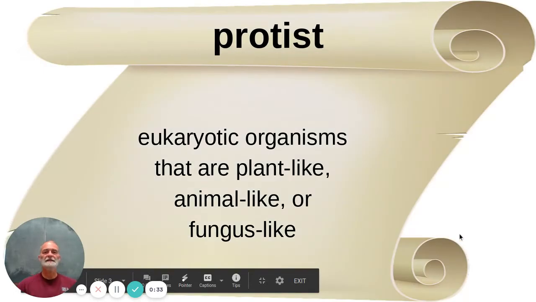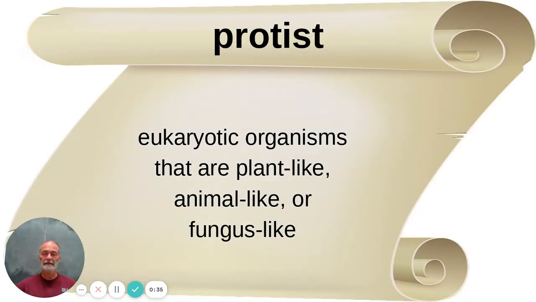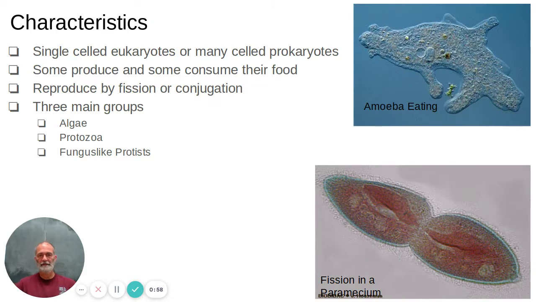A protist is a eukaryotic organism, and I'm going to sing for you again. A cell with a nucleus is a eukaryote. So it's got a nucleus, it's got other membrane-bound organelles, and members of the kingdom Protista can be either animal-like, plant-like, or fungus-like. So they're not animals, they're not plants, they're not fungus, but they're like those things.